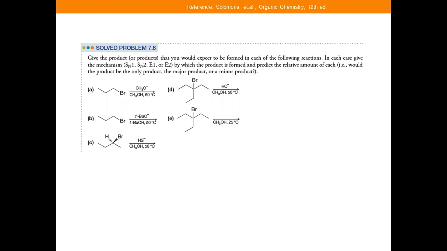So we change the base, and since our base is bulky, it favors the elimination reaction. It couldn't follow the substitution reaction. This one is a primary. So in the SN2 reaction, there is a concerted attack, it couldn't be an SN1. This one attacks this carbon here to substitute. So your product will be CH3, CH2, CH2, and OCH3.